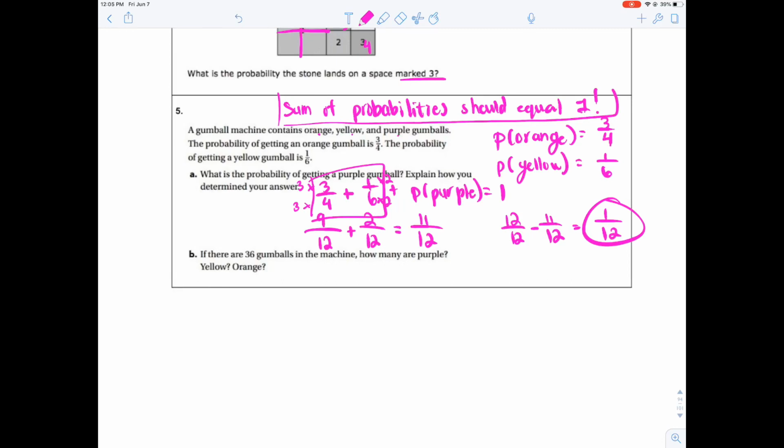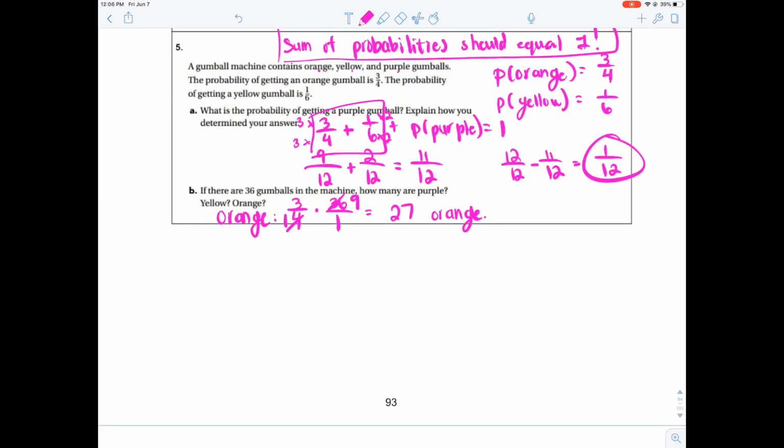And there we go. If there are 36 total gumballs in the machine, how many are purple, how many are yellow, how many are orange? For orange, 3/4 of our gumballs are orange. So if there are 36 total, what is 3/4 of 36? We're going to multiply 3/4 times 36. I see some cross-canceling capabilities. 4 goes into 36 9 times, and 4 goes into 4 once. So I'm going to have 27 orange gumballs.